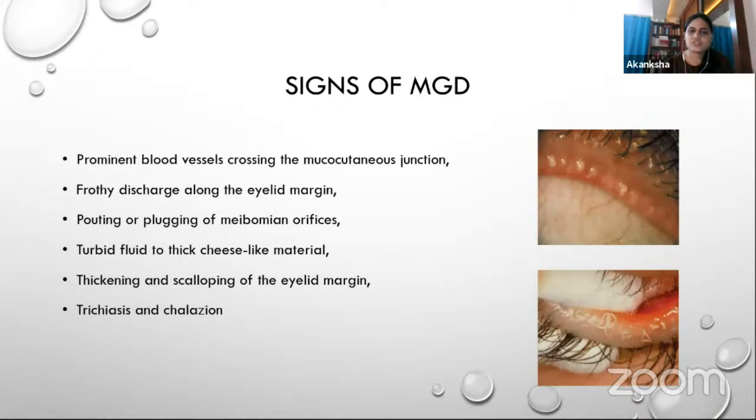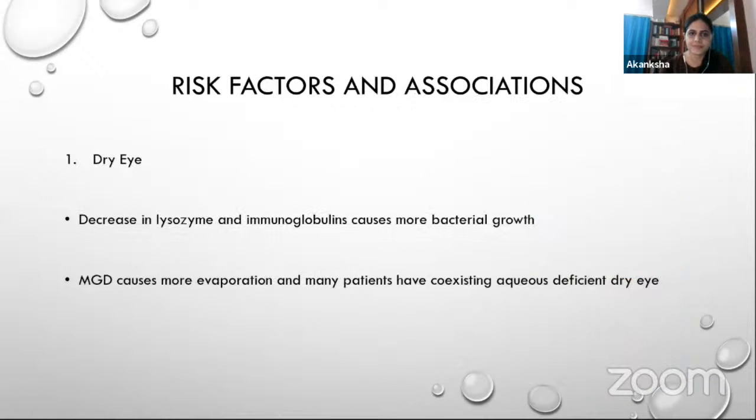When you look at the patient, you can see prominent blood vessels crossing the mucocutaneous junction. You can make out frothy discharge on the lid margins. The Meibomian orifices would show you some pouting or plugging. And in some cases, if you apply pressure over the eyelids, you may see turbid fluid or thick, cheese-like material coming out of the openings. There could be thickening and scalloping of the eyelid margins. And like I said, trichiasis and chalazion may be there in the most severe cases.